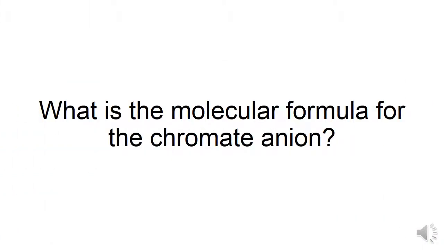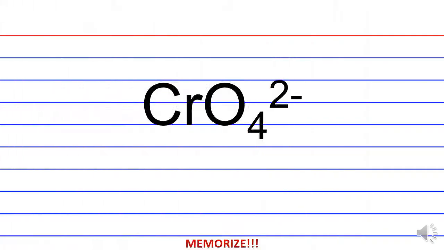What is the molecular formula for the chromate anion? All right. The molecular formula for chromate is CrO4, and the overall polyatomic ion has a charge of 2 negative. So memorize this.